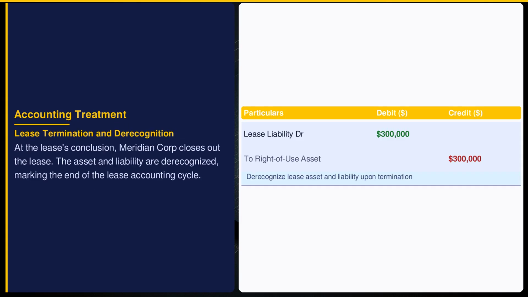Recognizing the right-of-use asset and lease liability upon termination finalizes the lease's lifecycle and financial records. This closure aligns with Indian Accounting Standard 16, removing the asset and liability from the balance sheet, indicating the lease's conclusion and reflecting a clear financial position.